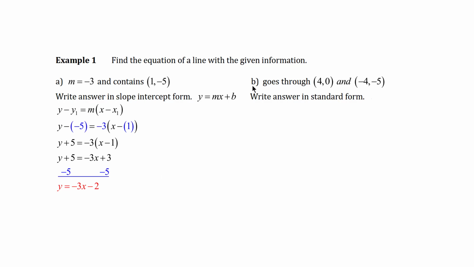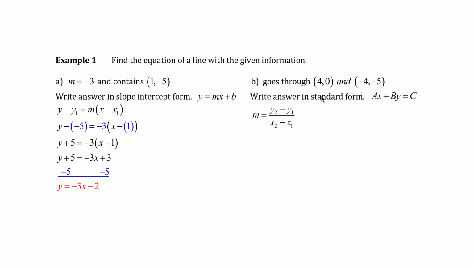Moving on to part B, we need to find the equation of a line that goes through the points 4, 0 and -4, -5. We also need to write our answer in standard form, which is capital A x plus capital B y equals capital C. The first thing we need to do in this problem is find the slope. So we use the slope equation, m equals the fraction y2 minus y1 divided by x2 minus x1. In this problem, my x1 and y1 will be 4, 0, and my x2 and y2 will be -4, -5.